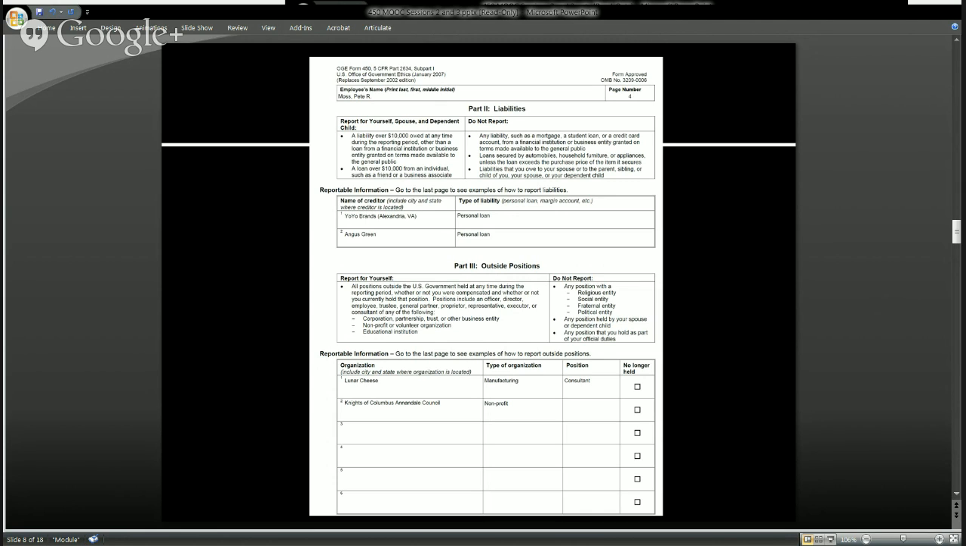So looking at the liabilities here, we have Yo-Yo Brands, and we have a personal loan. Again, Yo-Yo Brands appears on our prohibited sources list, so we may have a gifts concern. You might remember from Part 1 that Yo-Yo Brands is also one of Pete's previous employers. So we're going to want to know, what are the terms of this loan, and if we determine it qualifies as a gift, we're going to want to see if one of the exceptions applies.